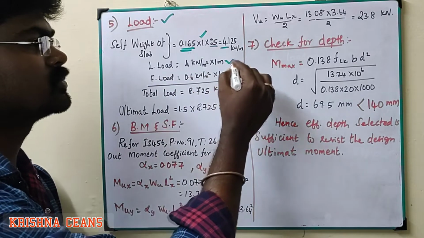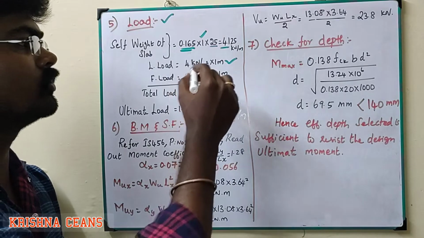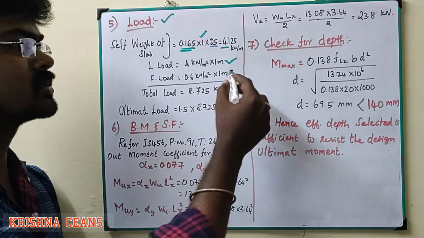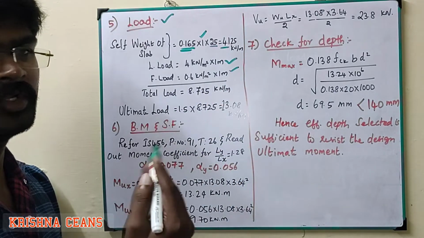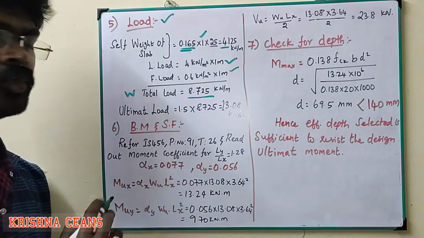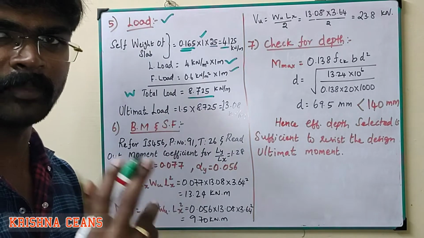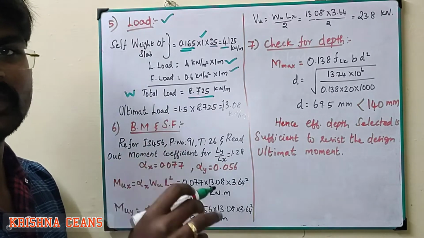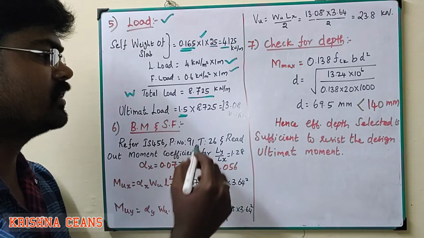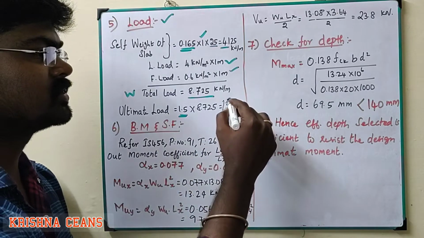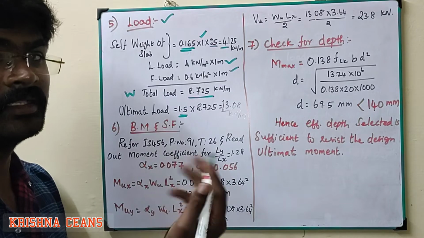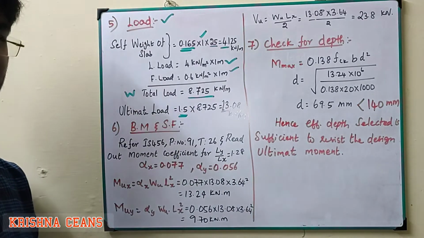Then the live load provided in the given data is 4 kN per meter square into 1 meter. Then floor finish load 0.6 kN per meter square into 1 meter. So the total load, which we call W, is 8.725 kN per meter. Whereas we need to find the ultimate load, so we multiply the factor of safety 1.5 into 8.725, which is equal to 13.08 kN per meter. This is our ultimate load acting on the slab.